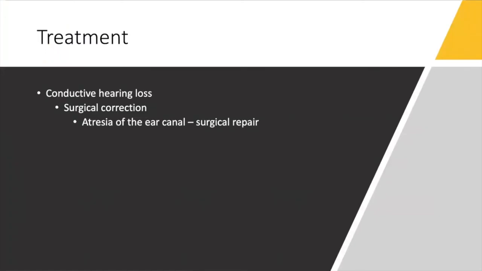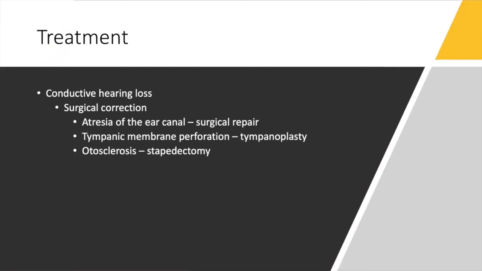Conductive hearing loss associated with atresia can be addressed with a bone anchoring hearing aid. Tympanic membrane perforations due to chronic otitis media or trauma can be repaired with an outpatient tympanoplasty. Conductive hearing loss associated with otosclerosis can be treated by stapedectomy, which is successful in more than 95% of cases. Hearing aids are effective and well tolerated in patients with conductive hearing loss.